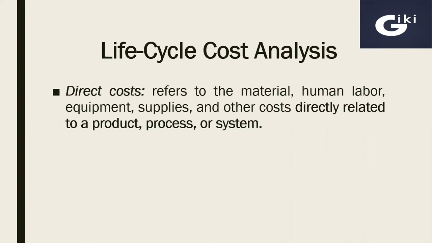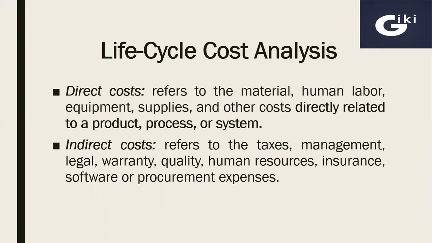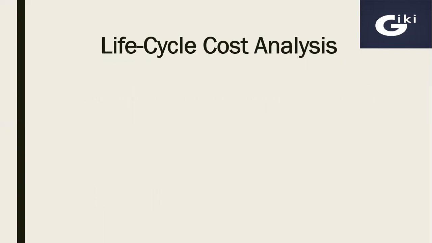So direct costs refer to the material, human labor, equipment, supplies, and other costs directly related to a product, process, or system. Indirect costs refer to the taxes, management salaries, legal expenses, warranty, quality, human resources, insurance, software, or procurement expenses. These are a few examples of direct and indirect costs.